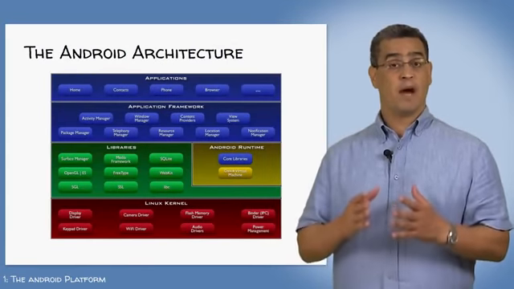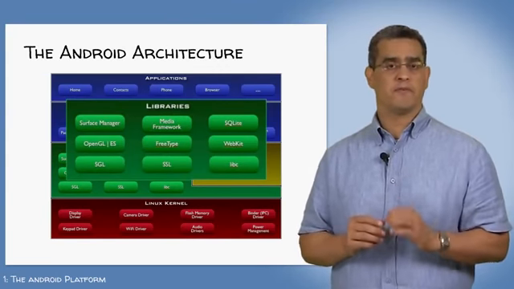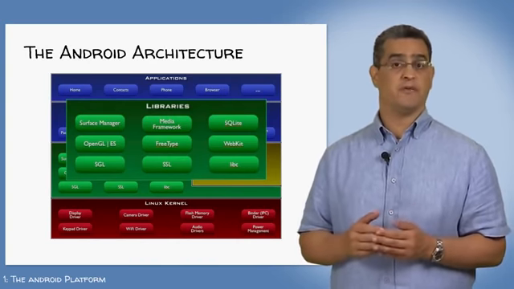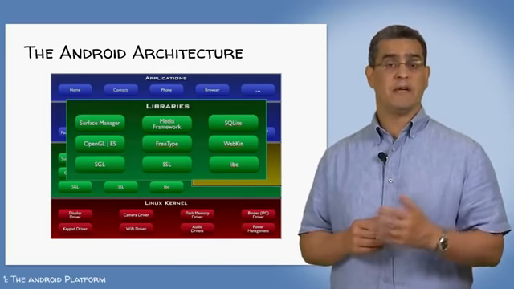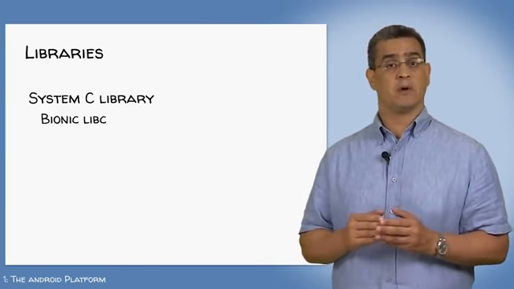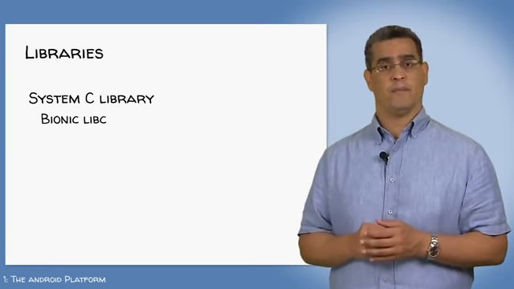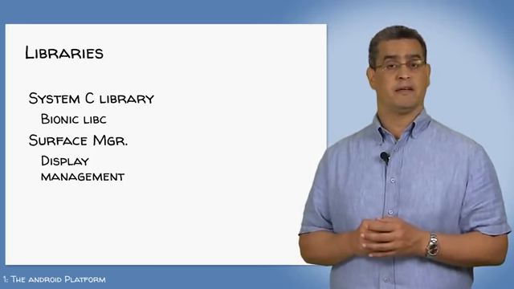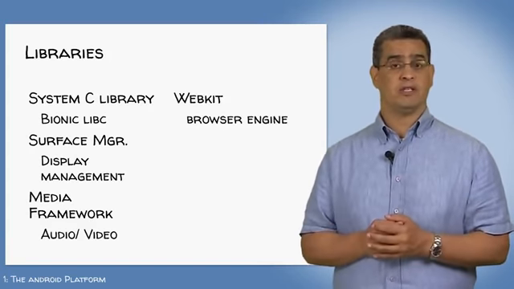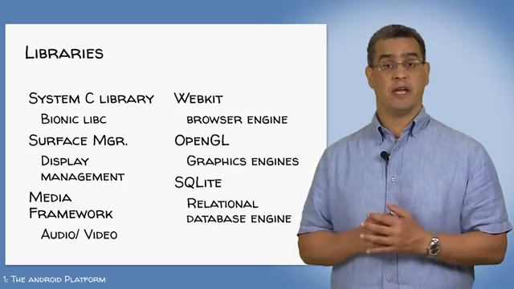The next layer up includes a variety of system libraries. These libraries are typically written in C and C++, and for that reason they're often referred to as the native libraries. And these native libraries handle a lot of the core performance-sensitive activities on your device, things like quickly rendering web pages and updating the display. For example, Android has its own System C library, which implements the standard OS system calls, which do things like process and thread creation, mathematical computations, memory allocation, and much more. There's the Surface Manager for updating the display, a media framework for playing back audio and video files, WebKit for rendering and displaying web pages, OpenGL for high-performance graphics, and SQLite for managing in-memory relational databases.